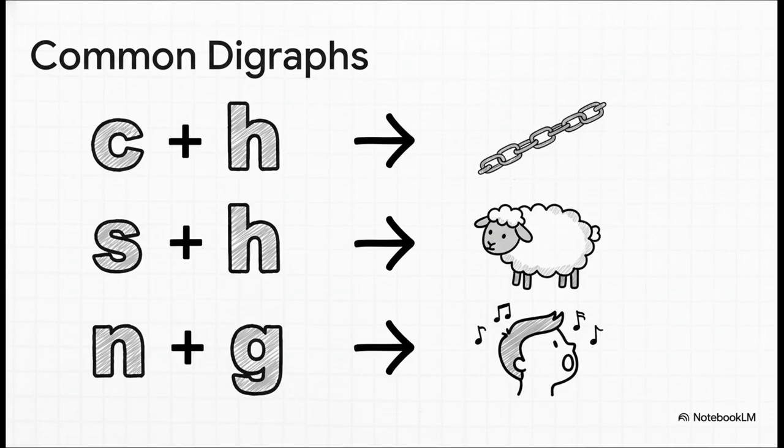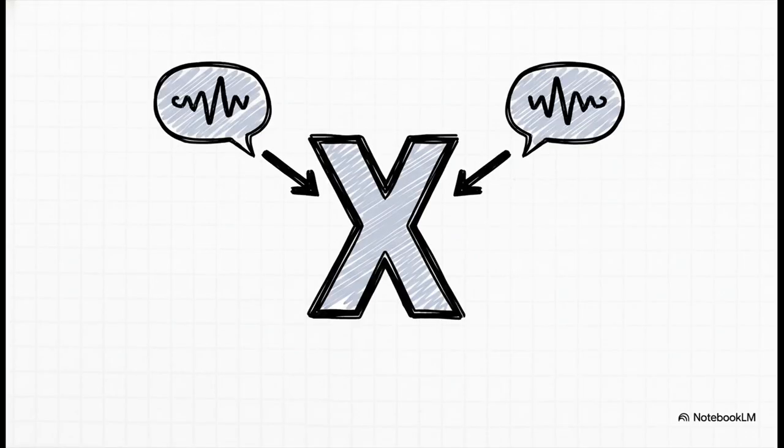Same with S and H. They join forces to become sh in sheep. It's like linguistic fusion. They team up and become something totally new. Okay, so 2 letters can make 1 sound. Got it. But what about the other way around? Could a single letter actually make 2 sounds at once? Well, believe it or not, the answer is yes.